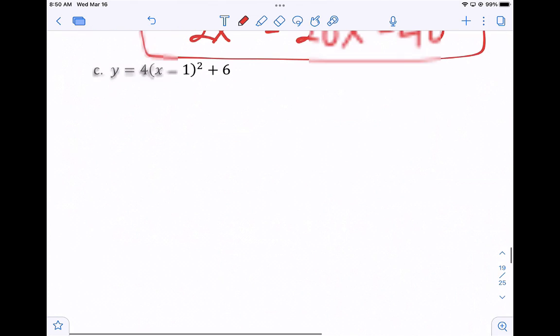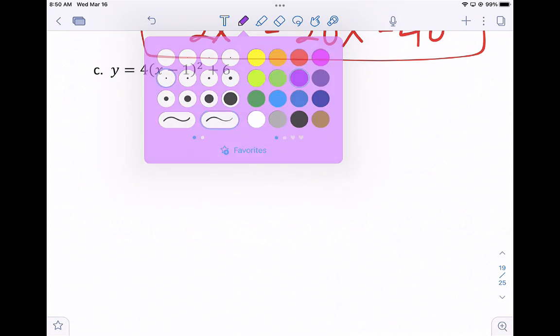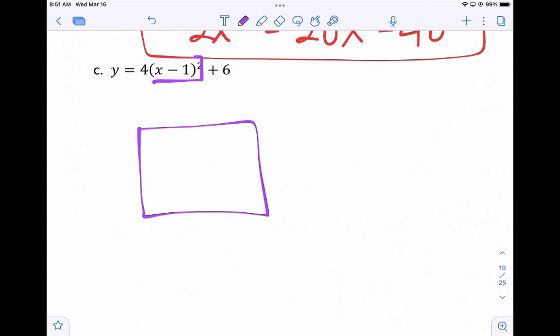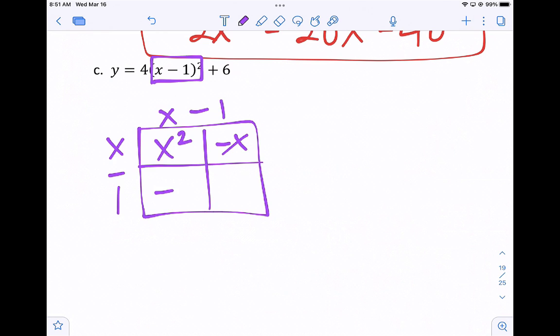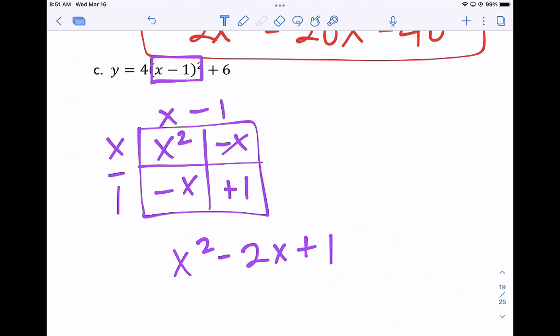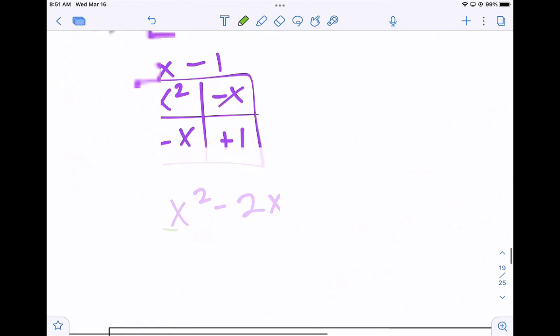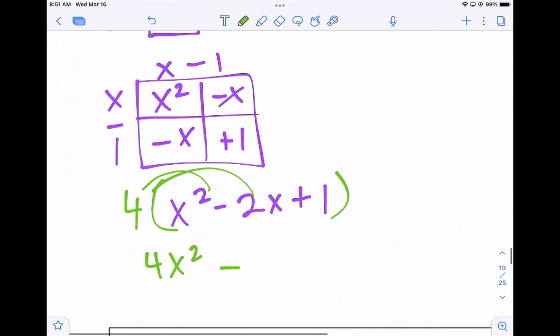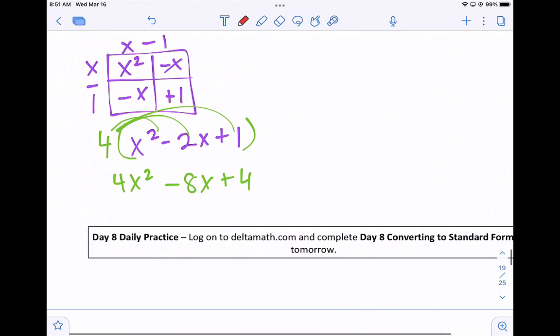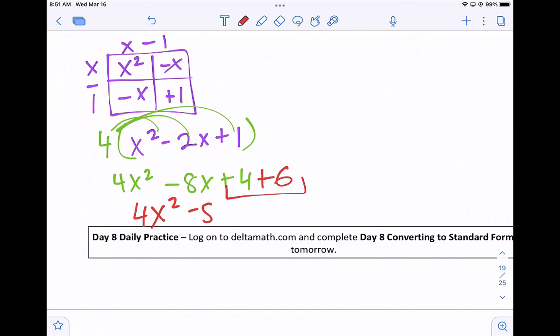All right, so in class, I'll have you guys try at least one on your own, and I'll work it out right here. First step, x minus 1 squared. We got x squared minus 2x plus 1. Next step, we'll distribute the 4. So we'll get 4x squared minus 8x plus 4. Last step, we'll look if there's a k value here, that's plus 6. Combine like terms, and we'll get 4x squared minus 8x plus 10.